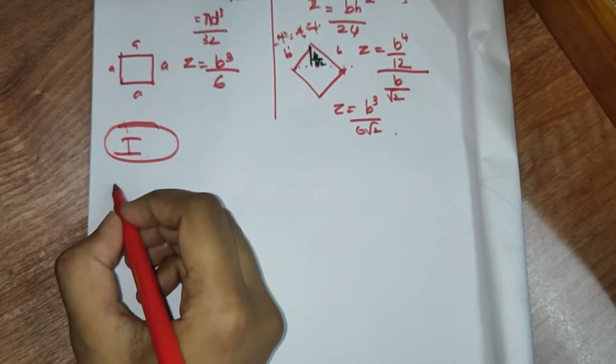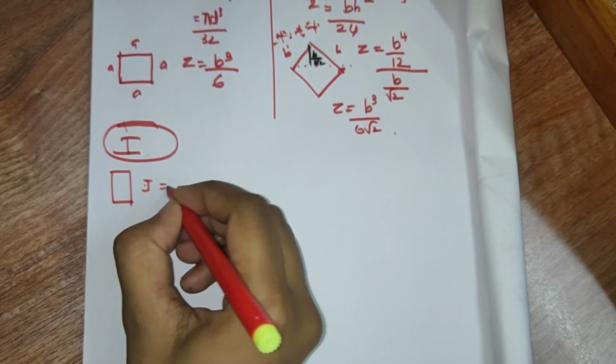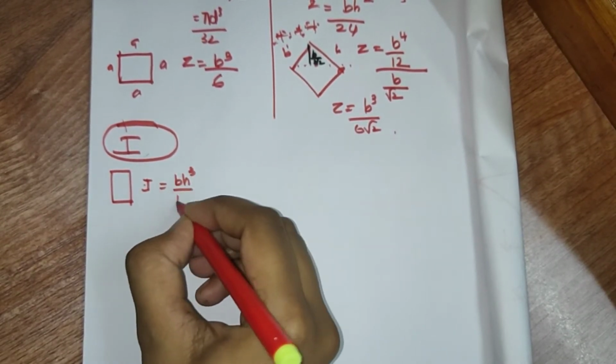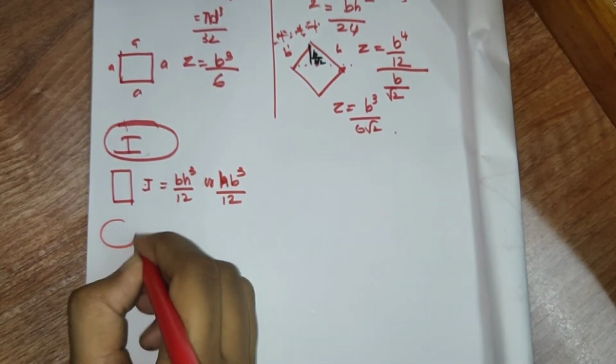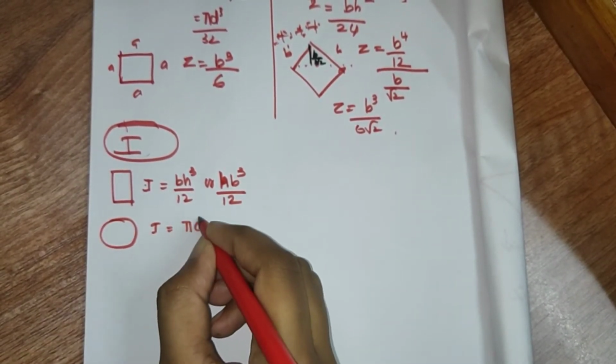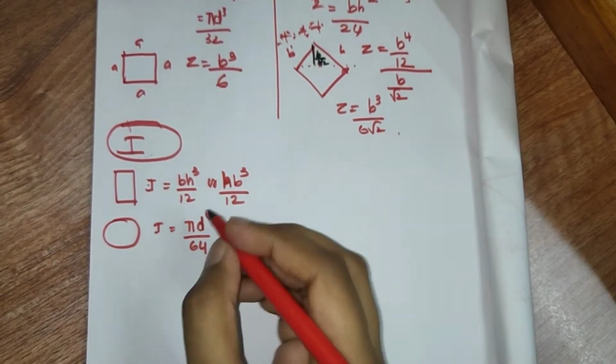We can just see the moment of inertia for this rectangle. Rectangle moment of inertia equal to bh cube divided by 12, or hb cube divided by 12. For circle, moment of inertia equal to pi d raised to 4 divided by 64.